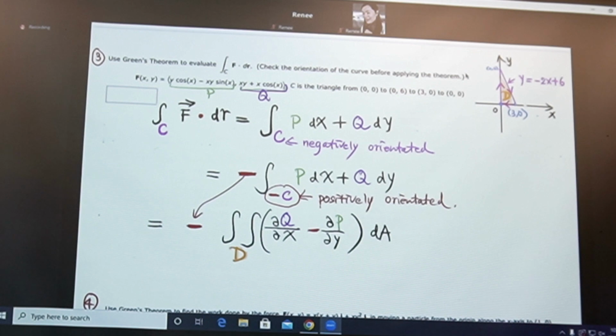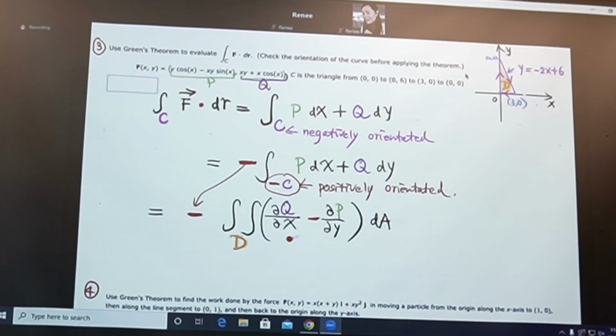This one you can think about as a type 1 region. It's not circular, so you don't want to use polar coordinates. You can just take care of that, right? So that's how you do it.